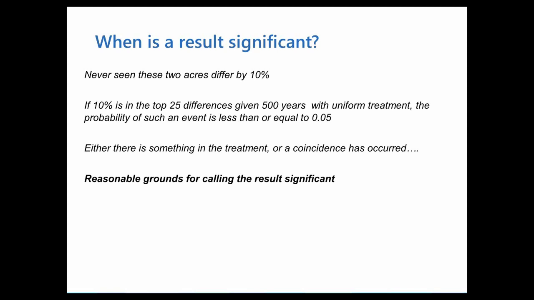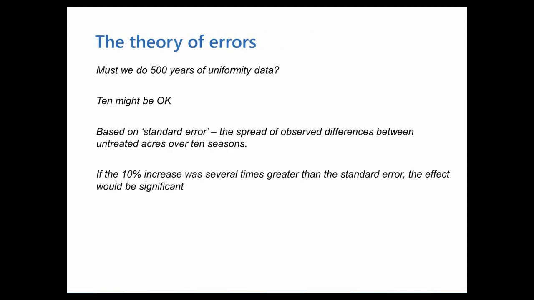Okay, so 500 years of uniform treatment required before we know where that 5% point is going to be, where our benchmark is. Difficult to achieve. Must we do 500 years of uniformity data, he asked, asking himself. Ten might be okay. He did a little bit of maths, but it's accessible. You've got to work through it.